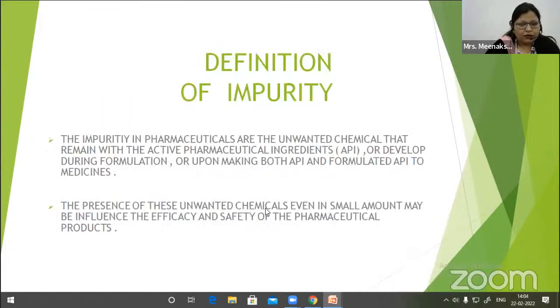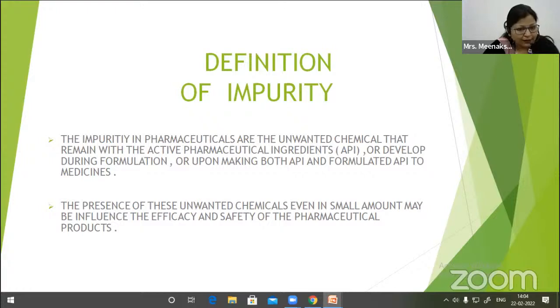Now the important question that comes to mind is, what is an impurity? The impurities in a pharmaceutical substance are the unwanted chemicals that remain with the API, that is the active pharmaceutical ingredient, or develop during the formulations. So impurity may be present in the API or may develop during the formulations, or in the process of obtaining the API. Both in the API as well as in the formulations, impurities are possible.